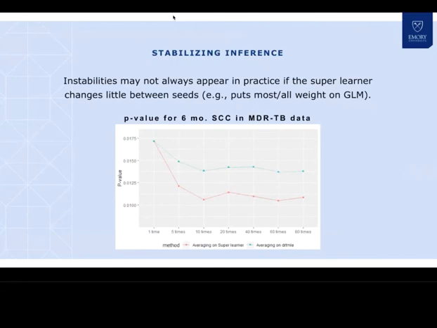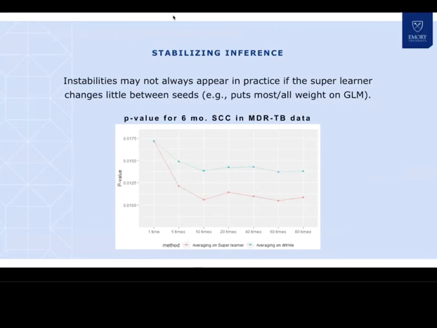Just to point out, this was very alarming to me. And I immediately took it to my colleague with the TB data and said, oh my gosh, we need to make sure that inference isn't heavily dependent on seed, right? Because that was an N equals 100 analysis. So I was very stressed out. But when we took it to him and reanalyzed the data, what we found is that we really didn't see this instability, at least in that data set.